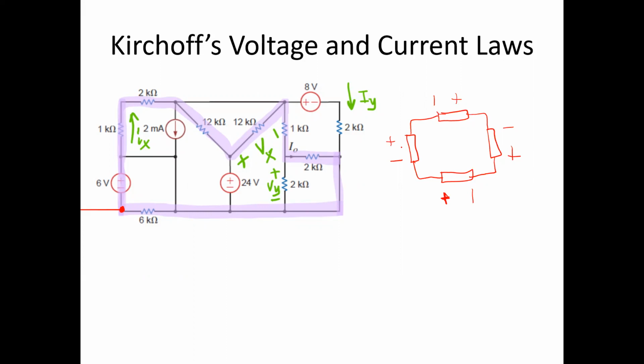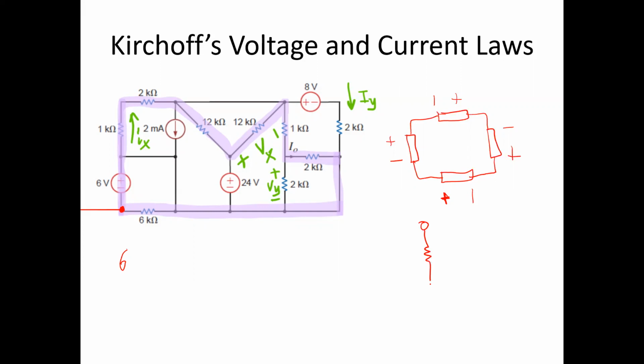So when I'm adding around this loop, I'm going to have to decide one sign based on the relative direction of the voltages. And then the next sign I'm going to have to decide based on the sign convention of Ohm's law. So let's start and look at the 6 volts. Because I'm having a minus to plus transition, I'm going to write that as a positive 6. Now I come to the next element, which is a 1 kilo ohm resistor that has a current Ix through it. And here is where Ohm's law comes into play.